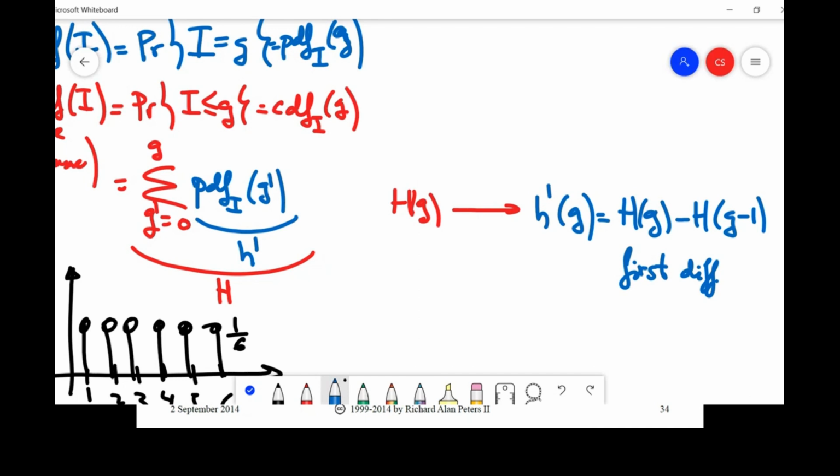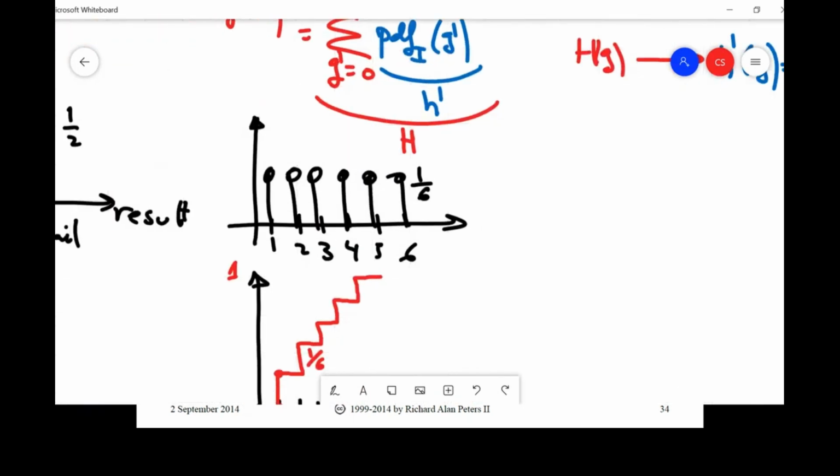And this first difference makes a lot of sense. The CDF is summing all the values up to G. The CDF of G minus 1 is summing all the values up to G minus 1. So what is the difference? What is the last term that I have added? It is all of them up to G minus all of them up to G minus 1. And like that, you can go from this function to this one.